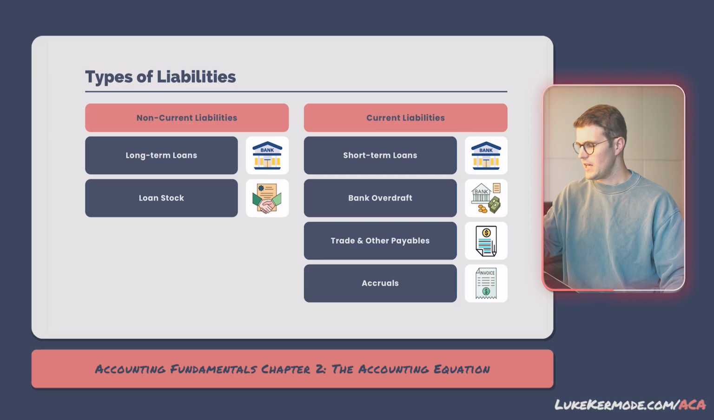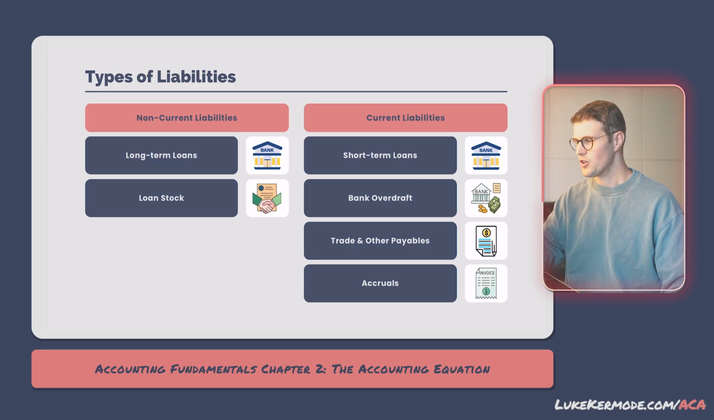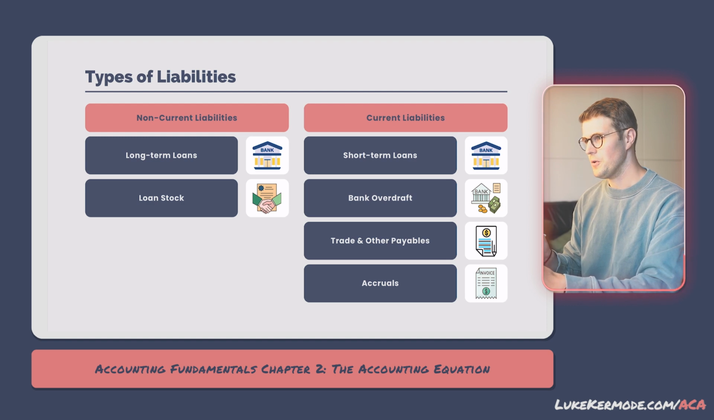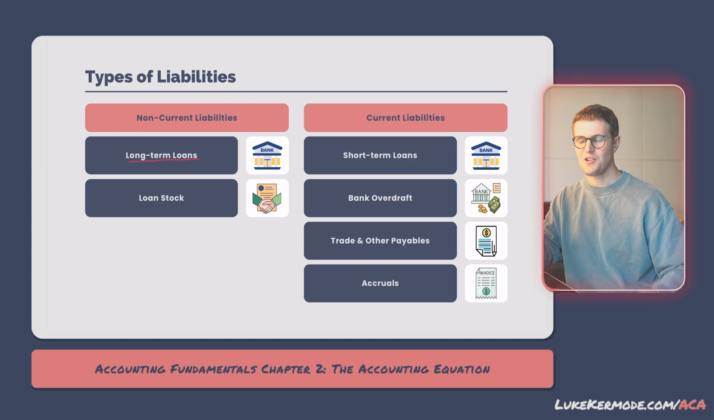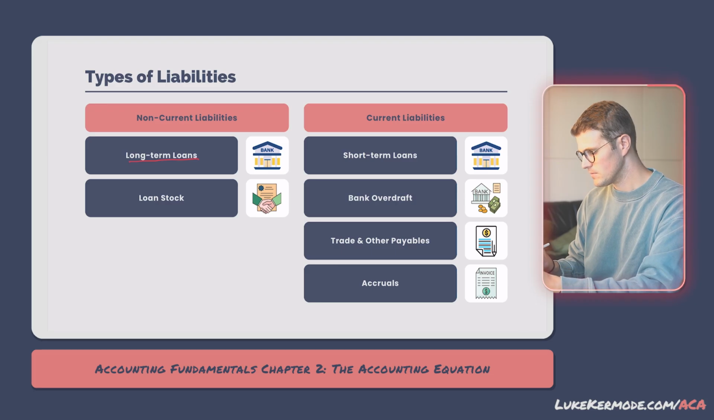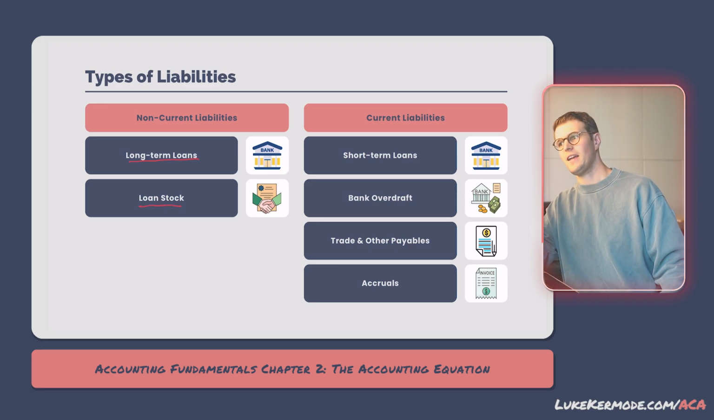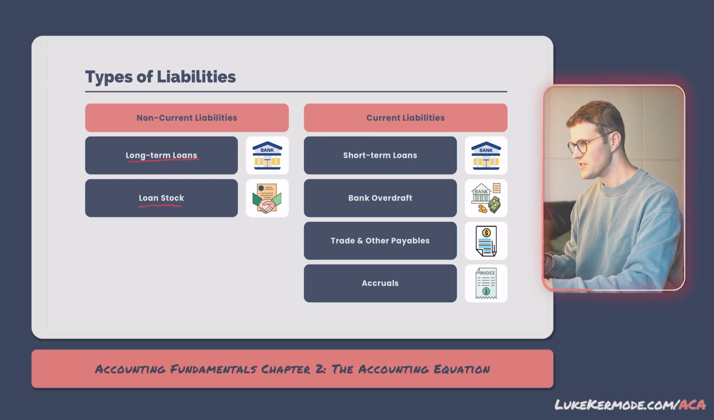Let's now explore some of the different types of liabilities in a bit more detail. Non-current liabilities include loans, which are borrowings from banks or other lenders with repayment scheduled over the long term, so over 12 months into the future. We have loan stock and debentures. These are, again, longer term debt instruments, often used by larger businesses to raise finance from its investors.